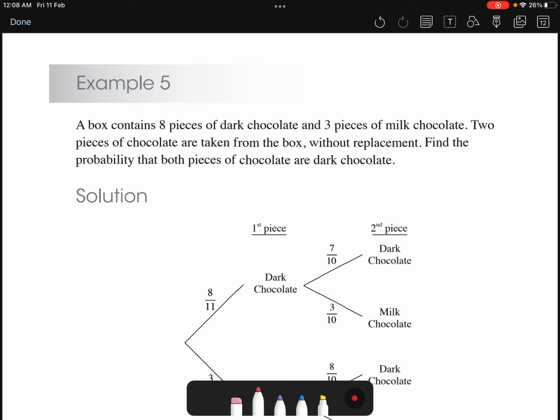A box contains 8 pieces of dark chocolate and 3 pieces of milk chocolate. So there will be 11 chocolates. 2 pieces of chocolate are taken from the box without any replacement. Every time you see this sentence, you must think of your tree diagram. Without replacement means you do not put back. I take one, I do not put it back. So find the probability that both pieces of chocolate are dark chocolate.